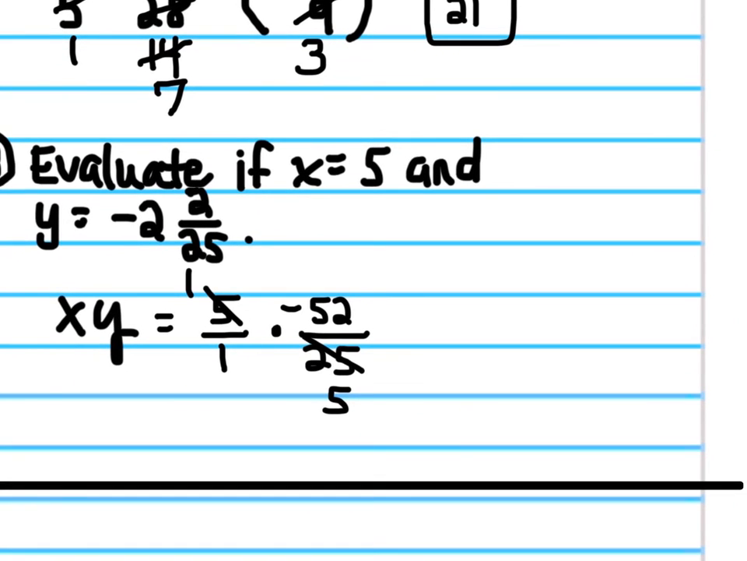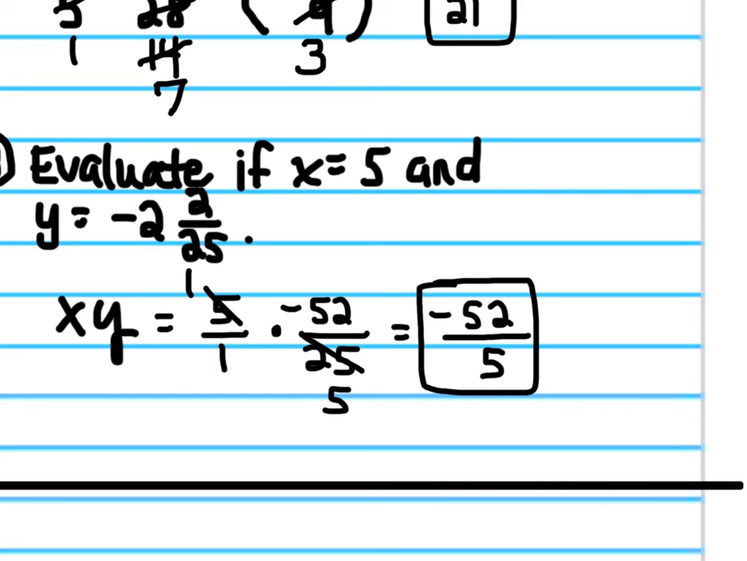Then we multiply across, so we have negative 52 over 5. I am okay with you leaving it as an improper fraction when it's not a word problem. So we're going to leave this improper, and also make sure that it cannot be divided by any common factor. It's already simplified, so this is still considered simplified.